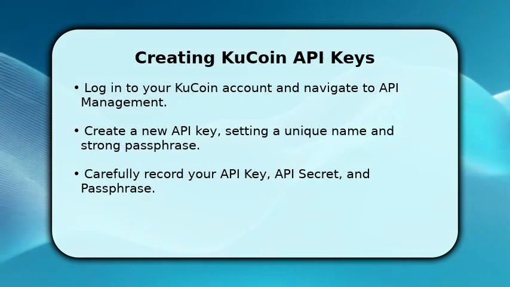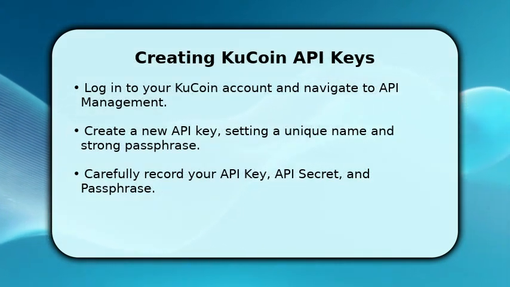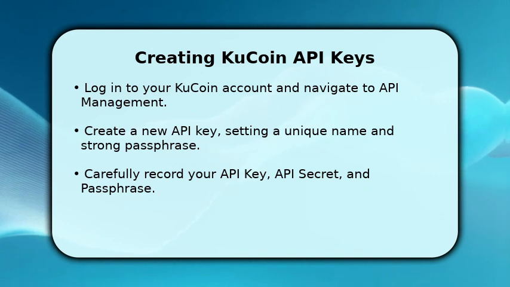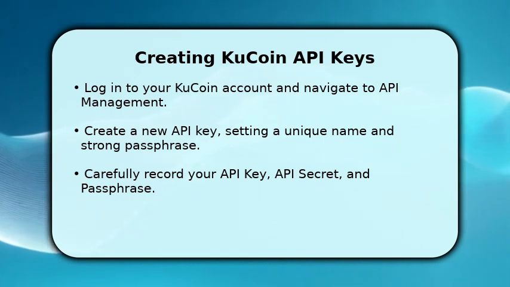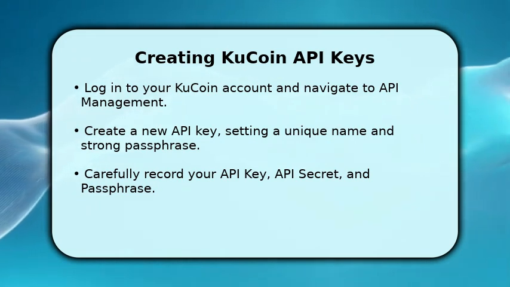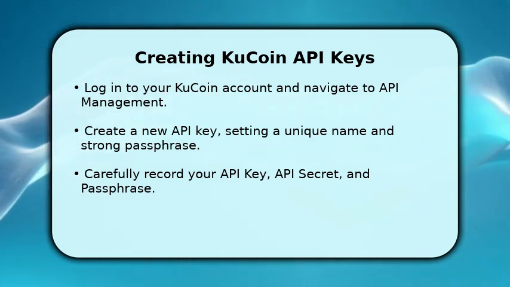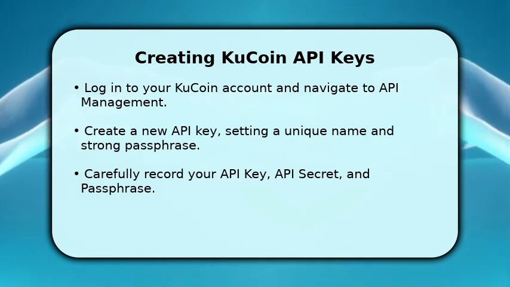permissions. To begin, log into your KuCoin account and find the API Management section, usually under your profile settings. Here, you will create a new API key. Be sure to give it a descriptive name and set a strong, unique API passphrase. You will receive an API key and an API secret. It is crucial to record these three pieces of information, the API key, API secret, and passphrase, immediately and securely, as the secret will only be shown once.